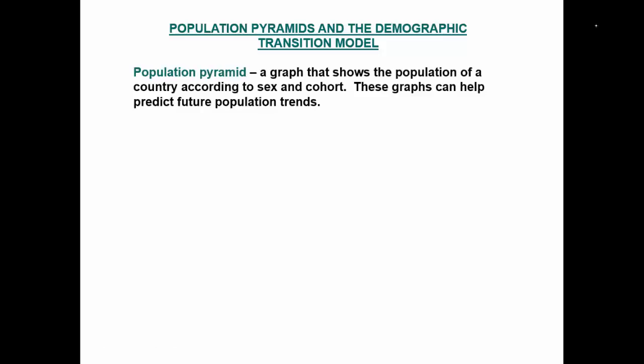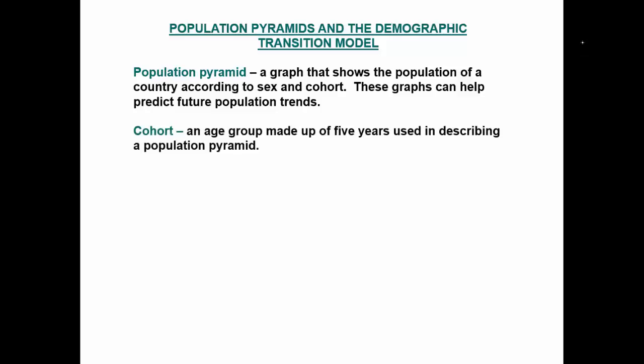A population pyramid: a graph that shows the population of a country according to sex and cohort. These graphs can help predict future population trends. A cohort: an age group made up of 5 years used in describing a population pyramid.